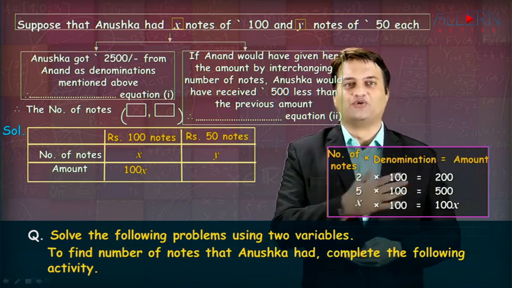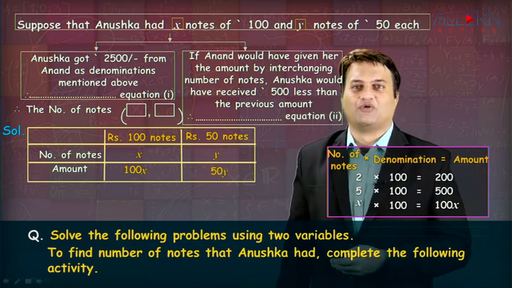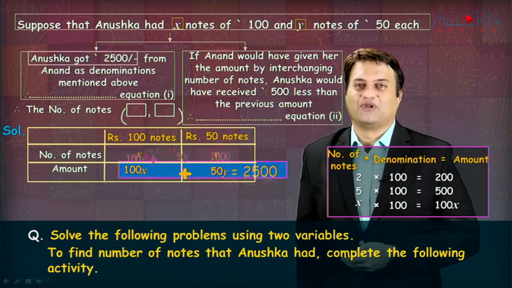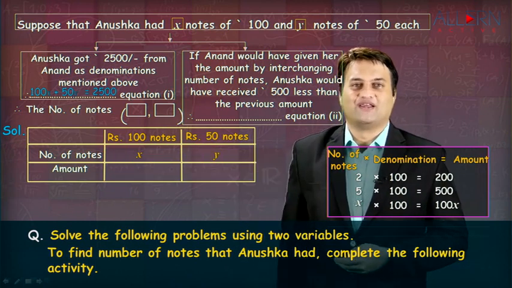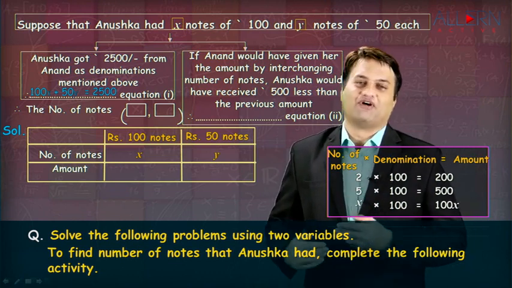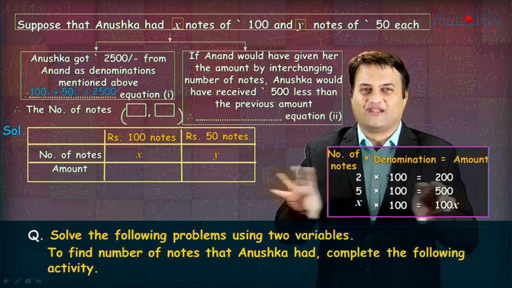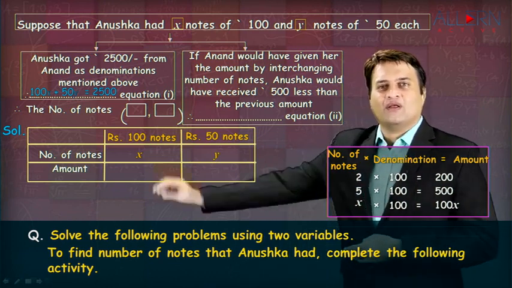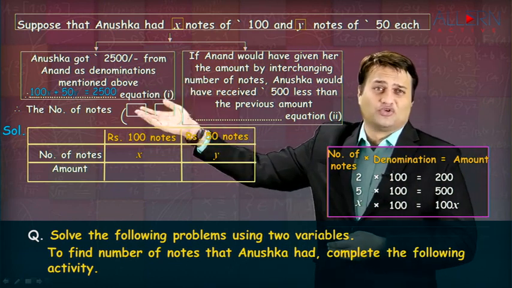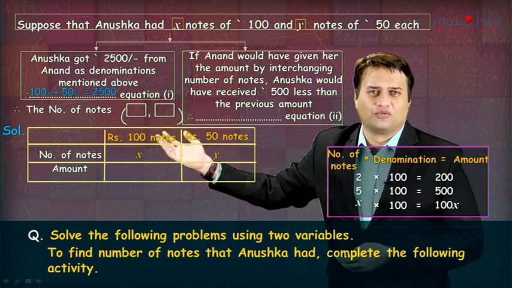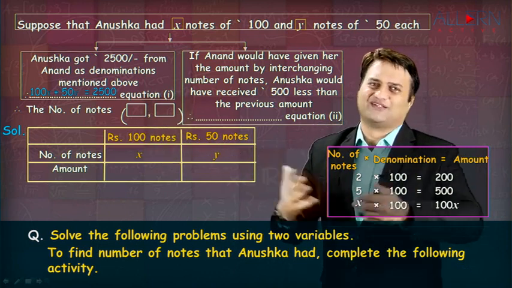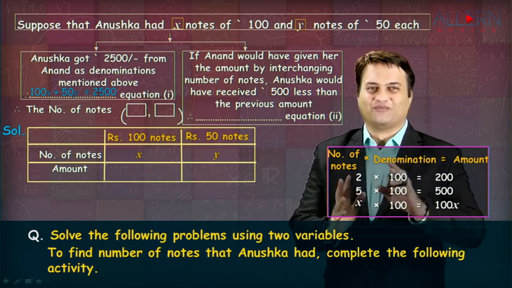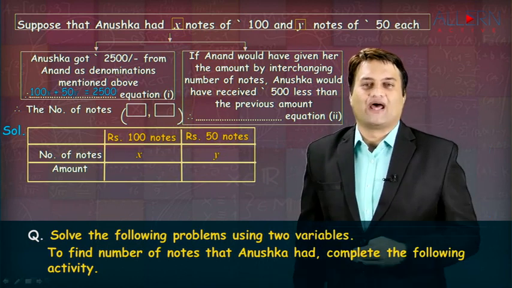So number of notes into denominations will always give you the amount. So the total amount is 100x plus 50y. You can directly write the equation 100x plus 50y is equal to 2500. The explanation is already clear with the help of the previous slide. Now you can also reduce this equation by dividing throughout by 50, or you can keep it as it is. The choice is absolutely yours, your comfort. Now let's see what happens ahead.